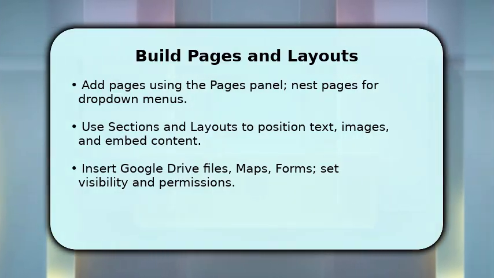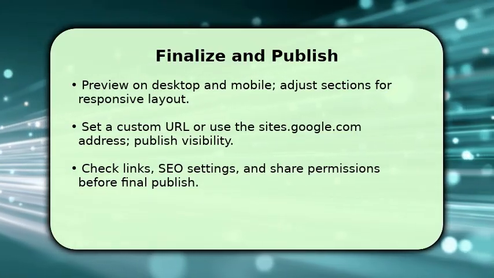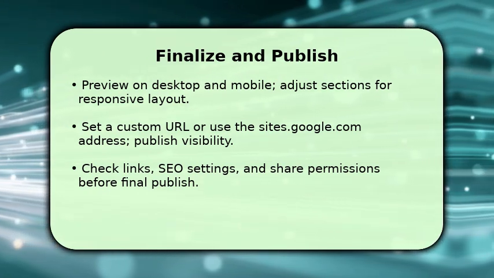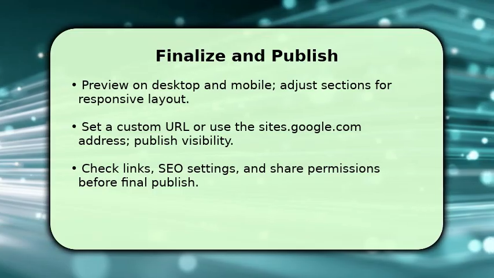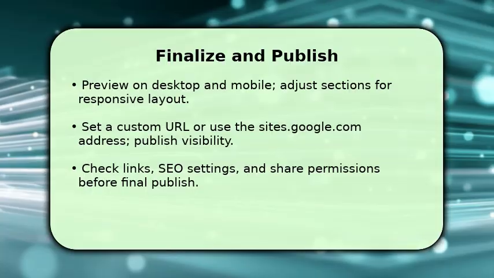Finish by previewing your site in desktop and mobile modes and tweak any misaligned sections so the page looks good on all screens. Then open the Publish dialog, choose a site address or attach a custom domain, and set who can view the site. Make sure navigation order and footer links are correct, then publish.